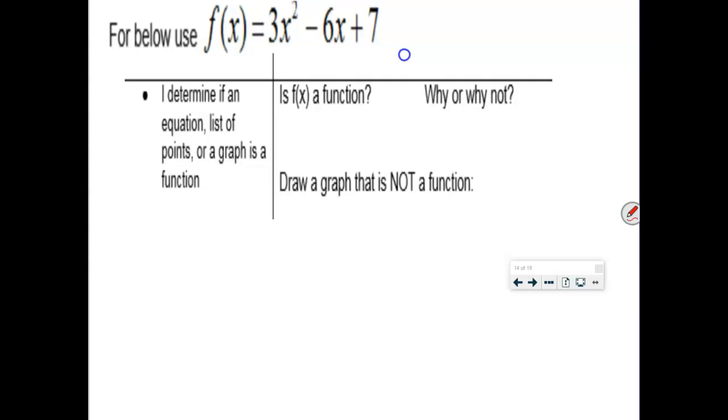So on the follow-up question there, draw something that is not a function. You're going to draw me something crazy that fails the vertical line test.